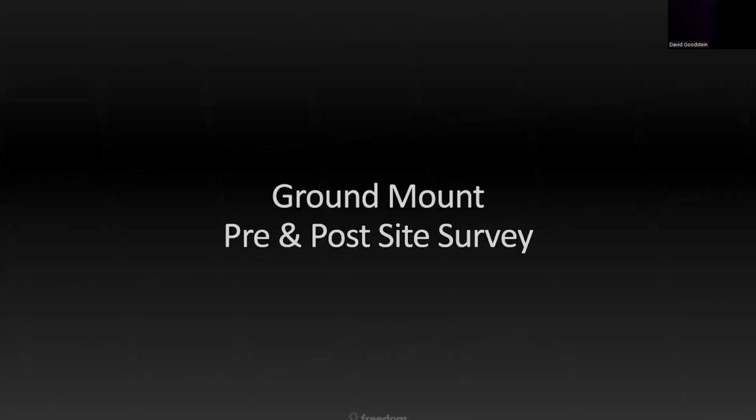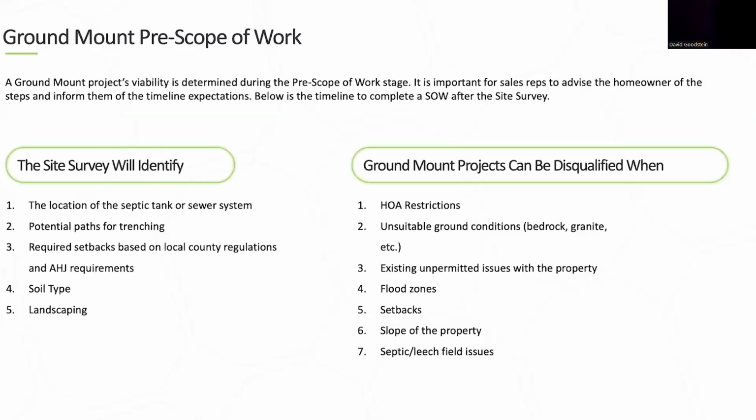So what happens with a ground mount project pre and post site survey? A ground mount project's viability is determined during that pre-scope of work stage. So it's important, as a sales rep, to advise the homeowner of what the timeline and the expectations are. So here's what that timeline looks like for the site survey. The site survey is going to determine the location of the septic tank or sewer system, potential paths for trenching, required setbacks or any local county regulations or AHJ requirements, the soil type, and the landscaping.